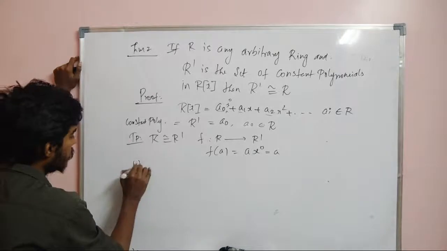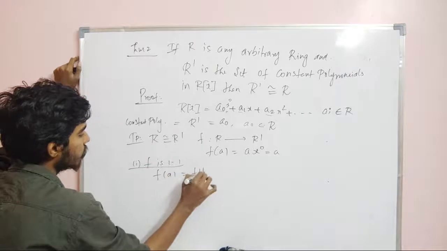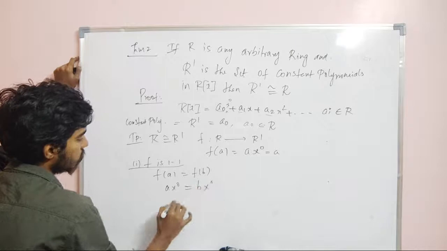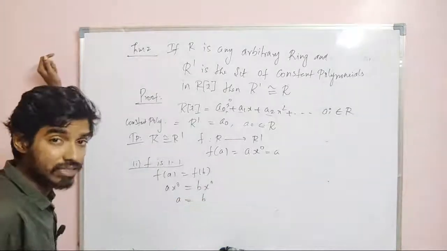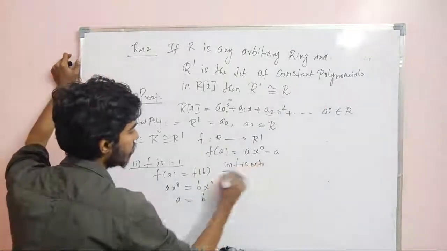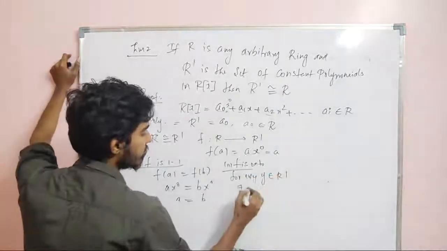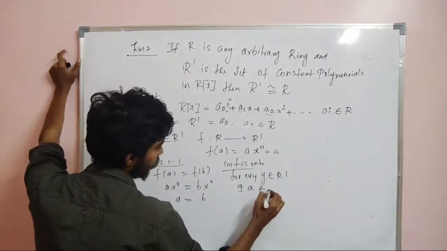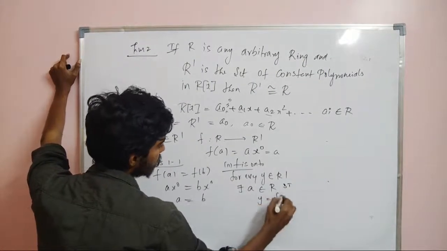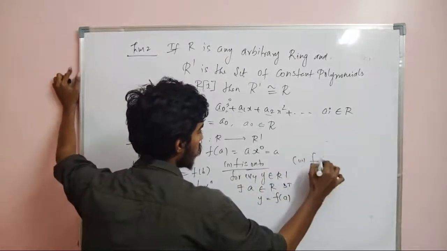So first we will prove that f is one-one. Clearly it is one-one, right? f of a is equal to f of b, so a x power 0 is equal to b x power 0. This implies a is equal to b. And f is onto. Clearly you can verify. For every y in R dash, there exists some a in R such that this y can be written as f of a, right? So this is onto, and we need to prove that f is a homomorphism.